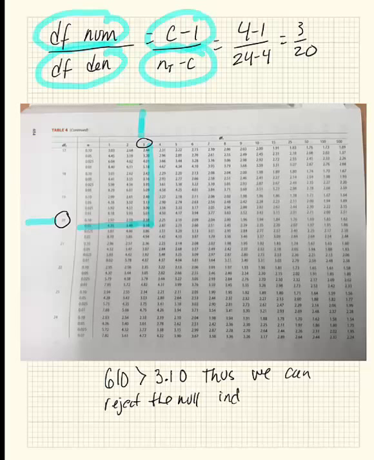Indeed, differences do exist between the groups. We don't know where the difference exists, but we know there are differences. That's what this tells us.